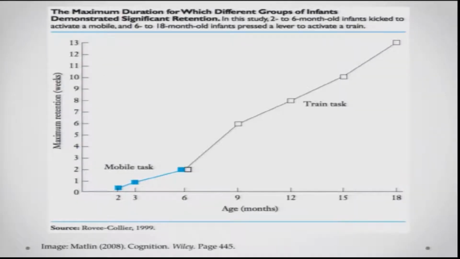You can see here, if you compare the mobile task and the train task, that 2 to 6 month old infants already kick to activate a mobile, and 6 to 18 month old infants press a lever to activate it. You can see that around the age of 6 months, they could already retain this idea of kicking to produce the mobile movement for up to 2 weeks. Then you see that as the age in months increases, the amount of retention goes from 2 weeks to up to 13 weeks in the train task.